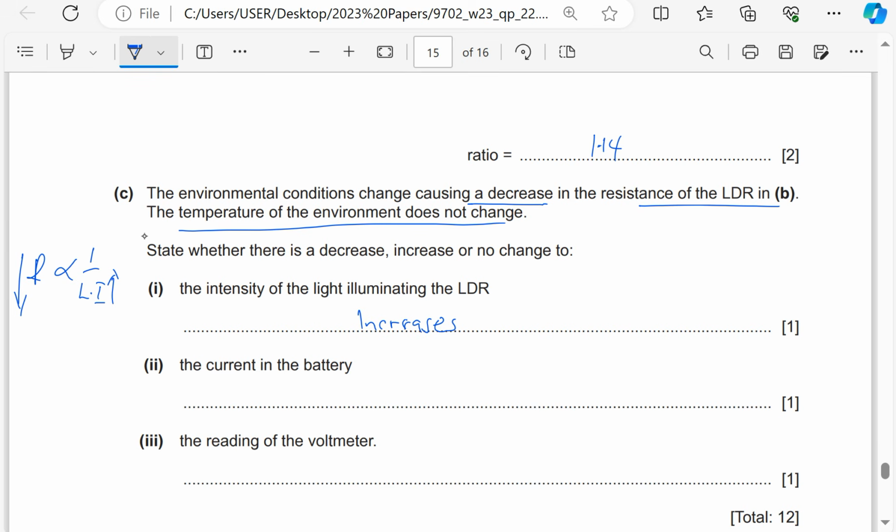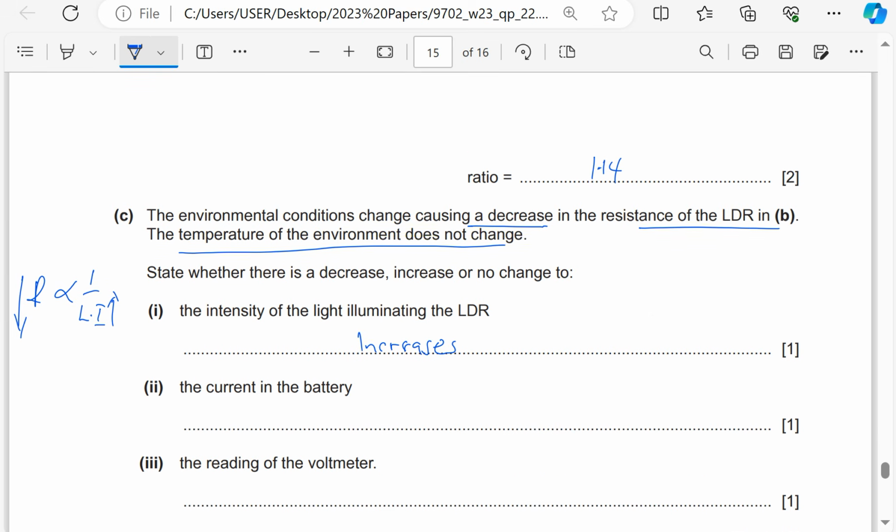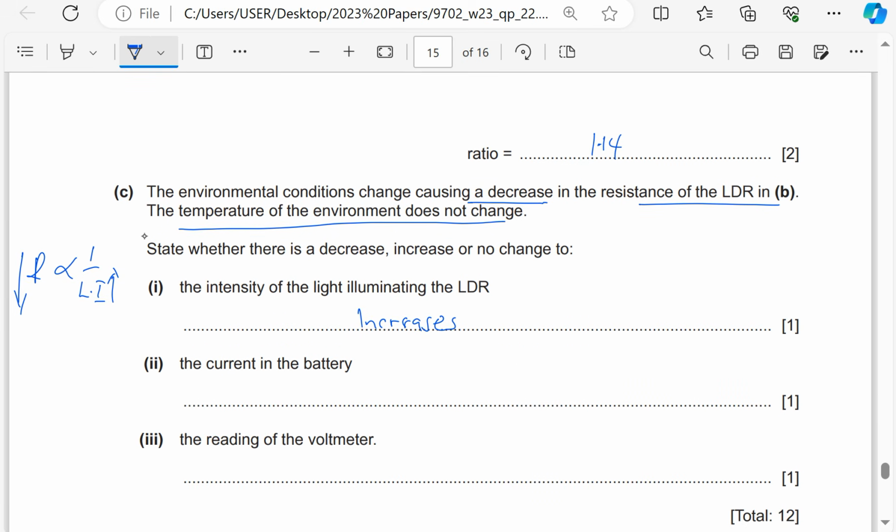Then the current in the battery. Resistance has decreased. So since total resistance decreases and the current is equal to EMF over total resistance, since this has decreased and the EMF is constant, then the current has increased. So this one increases.